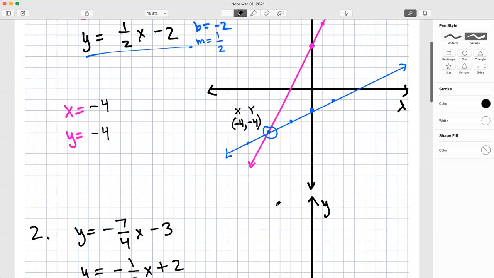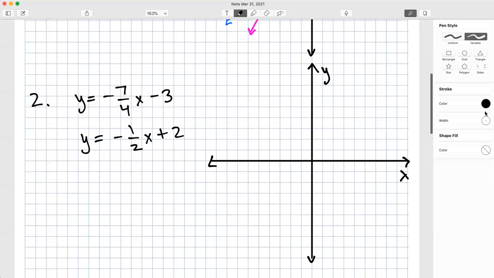Let's try number 2. You try and graph these on your own, see if you can find the solution to the system. All right, first graph, we have a y-intercept of -3, and then a slope of -7/4. So our rise is -7, our run is 4, but let's first graph the y-intercept right here, -3. Then we're going to be going down 7 and right 4. So 1, 2, 3, 4, 5, 6, 7, and then 1, 2, 3, 4. We could also go up 7 and left 4, which would give us another point on this line.